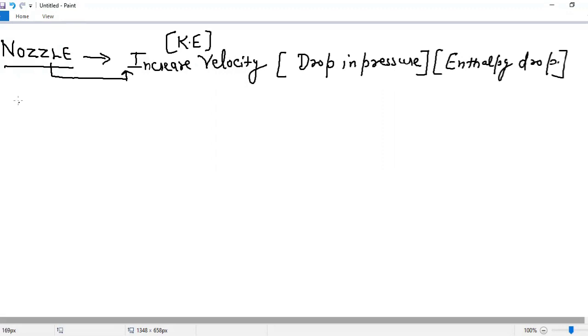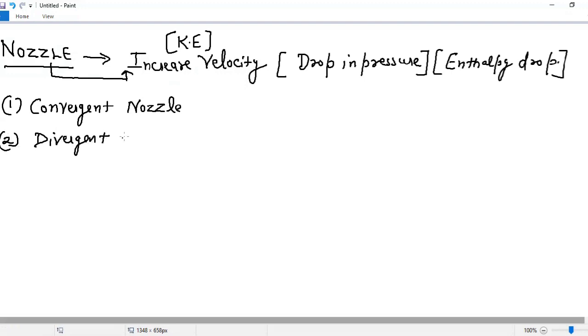Now after that, there are different types of it. To start with, we have a convergent nozzle. The second one is called a divergent nozzle. And the third one is known as a convergent divergent nozzle.